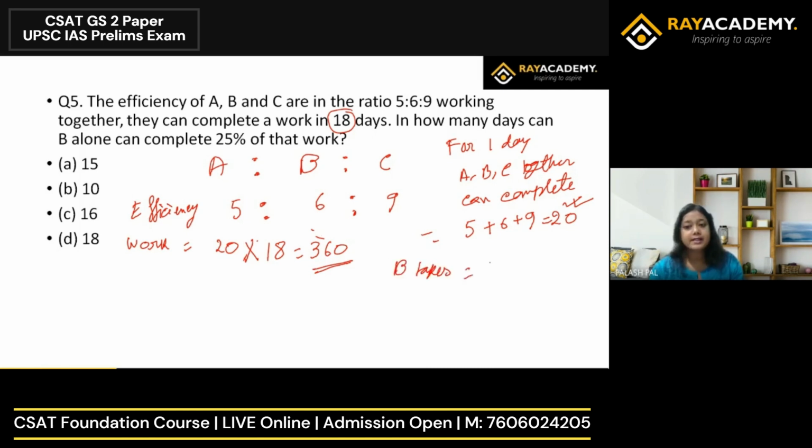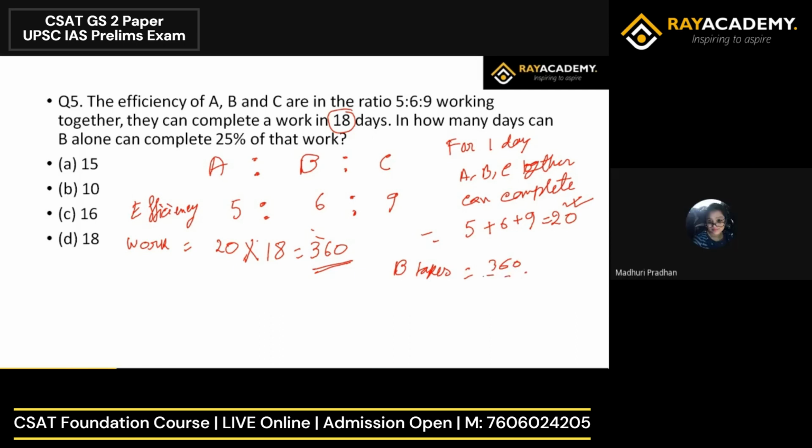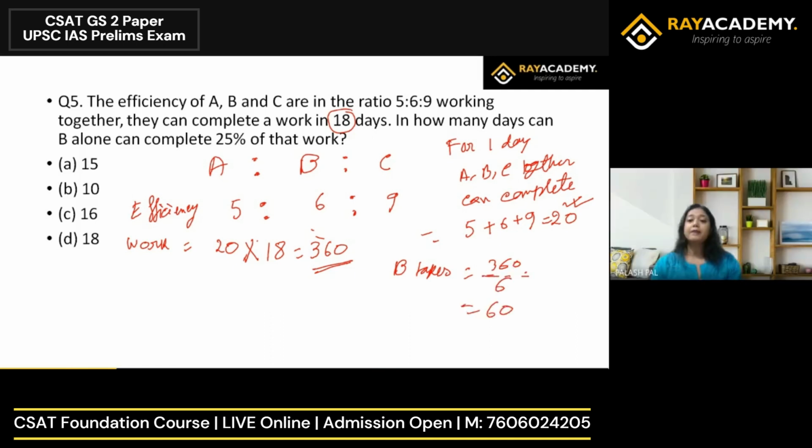60. Very good. That means for completing the total chocolate, we will take 60 days. But in our question, it is 25% of the work. That means when work will be reduced, days will be reduced. Obviously, work is reduced in that amount, days will be reduced.